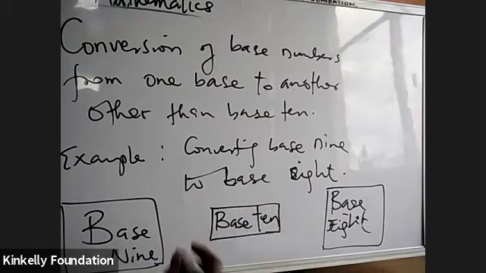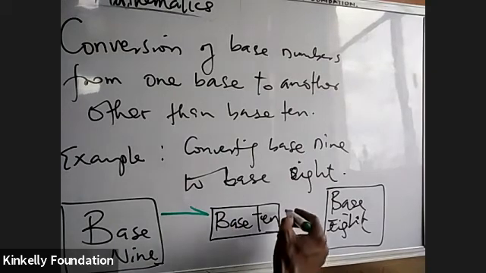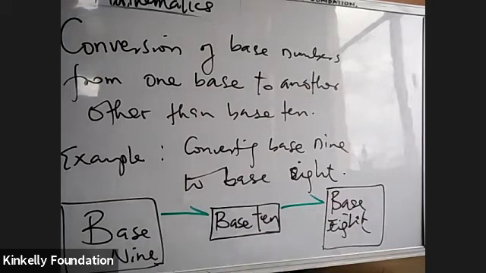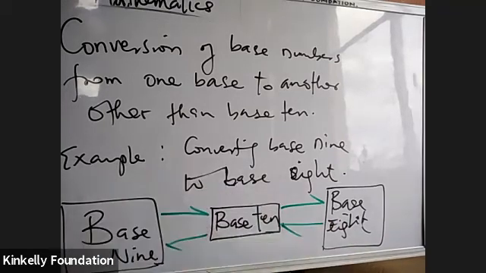Now, when you convert base 9 first to base 10, you then convert that base 10 to base 8. If you want to return back, you convert base 8 to base 10, and then convert base 10 to base 9. So base 10 serves as a central system to connect to other bases. When you want to convert from one base to another, you are going to pass through base 10. Once you pass through base 10, you then convert it from base 10 to the other base, and vice versa.